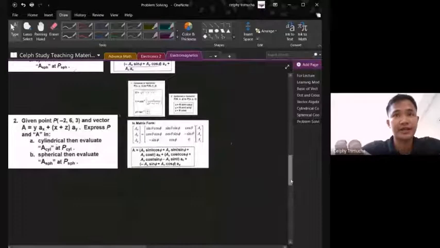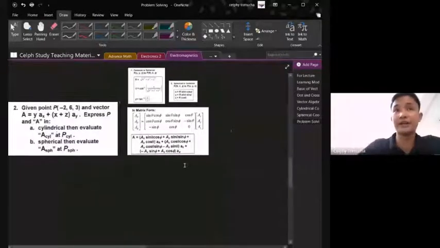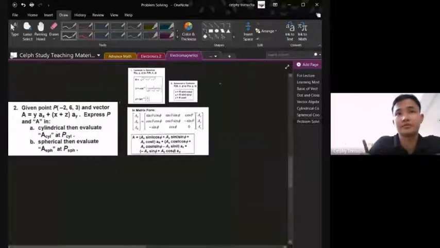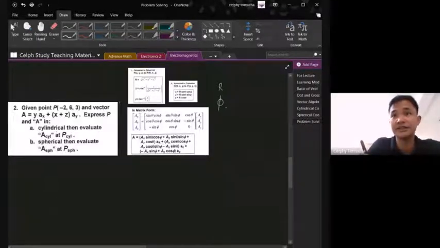Okay, para sa spherical, so kuha nato ang value sa imong R. Kuha mo ang value sa imong angle. Siyempre, same sa cylindrical ang angle, phi. And then your angle nga, theta.